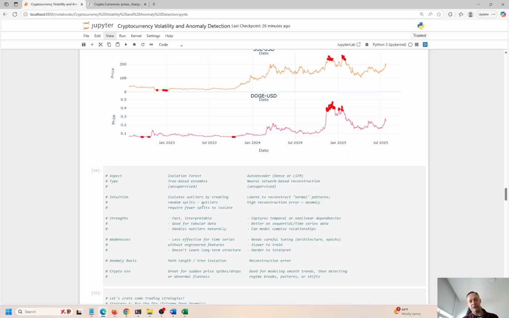Isolation forest outliers are created using random splits. The autoencoder learns and reconstructs normal patterns based on neural networks or deep learning. Isolation forest is fast. Autoencoder is slower, but probably more accurate, right? But it also depends on the type of data. For the crypto use case, isolation forest is great for sudden price spikes, drops, or abnormal flatness, and autoencoders are good for modeling smooth trends and detecting regime breaks or shifts in the data.